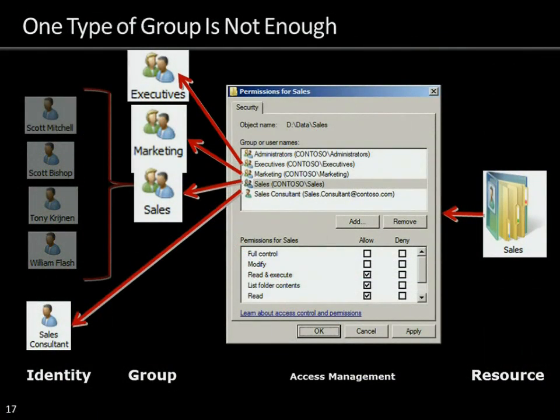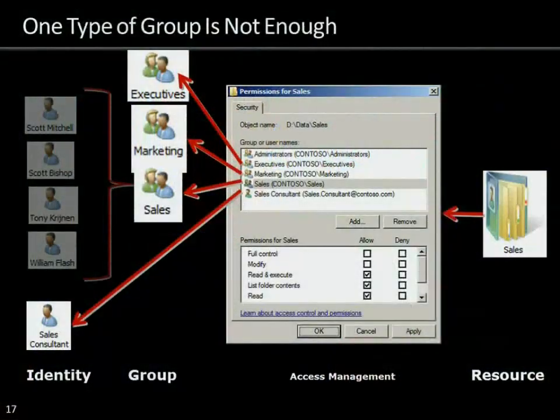Now the problem is that one type of group isn't enough. If all we have are groups that say you are sales, you are finance, you are consulting, we start running into problems because most often in an organization, multiple groups need access to a resource. So let's just say that for our sales folder, we want sales to have access, but we also need marketing to have access. And we also need our executives to have access. Oh, and that's right, we hired a consultant. That one user needs access as well. They're not part of any of our groups, but they need access too.